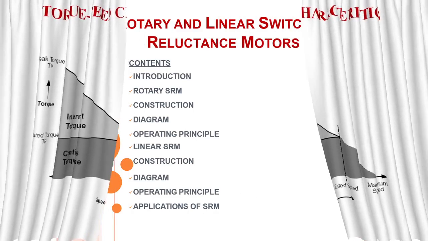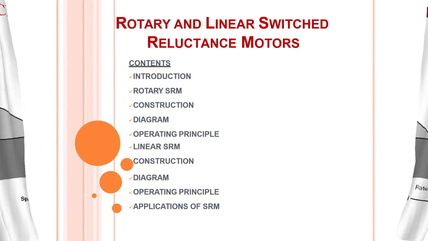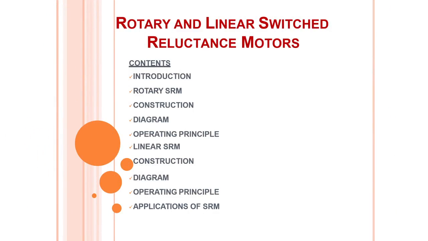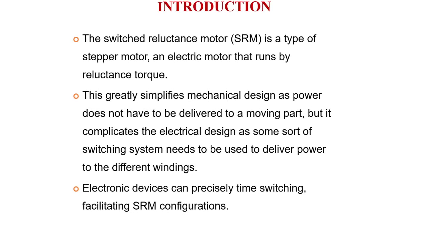Now let us see about the switch reluctance motor, both rotary and linear switch reluctance motor. First we will see the introduction, then rotary switch reluctance motor construction diagram, operating principle, then linear switch reluctance motor construction diagram, operating principle and applications of switch reluctance motor. So this will be the last topic of the machine subject. Okay. Let us see the introduction.